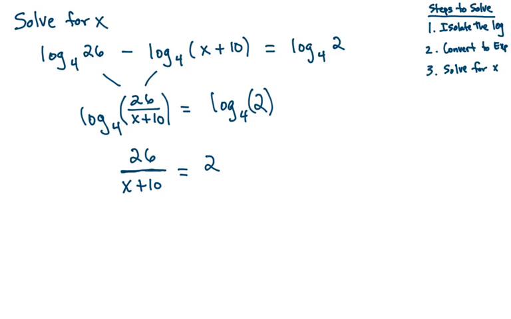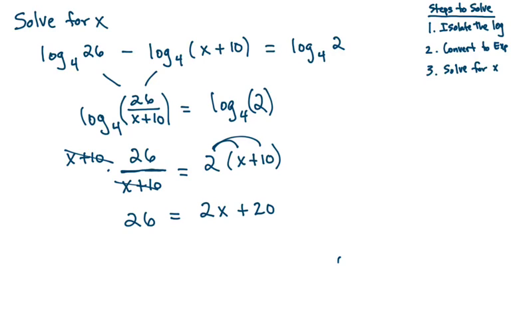So let's get rid of that pesky fraction. Let's multiply both sides by that denominator. So I'm going to multiply both sides by x plus 10. That will cancel this fraction out. And so all I have left on the left side is 26. So 26 will equal 2 times x plus 10. So we'll distribute the 2 in there, and that gives me 2x plus 20.